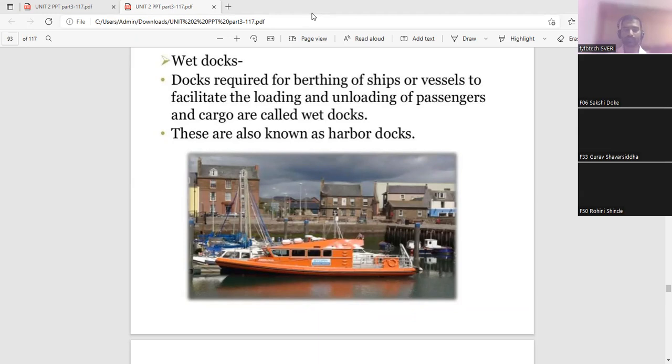What does wet dock actually mean? The ship will come, and surrounding the ship, water is there, correct? Yes, sir. The ship will come near the harbor in that water, and loading and unloading will take place. The start of the ship will take place. Everything takes place at that time. When the ship is covered by the water fully, that is called a wet dock.